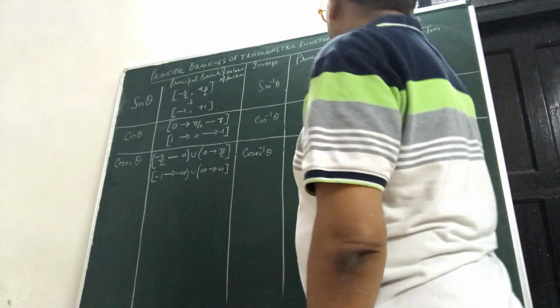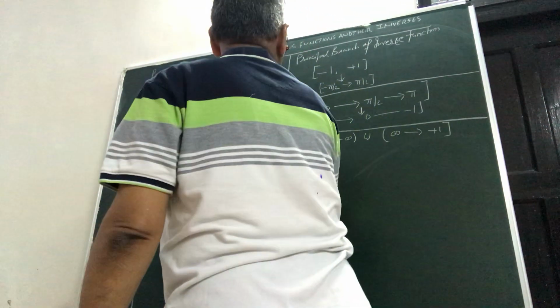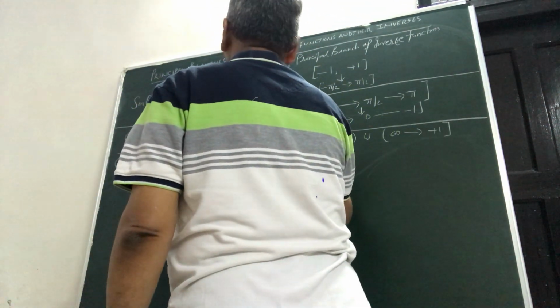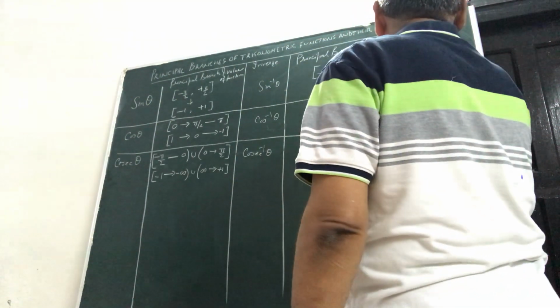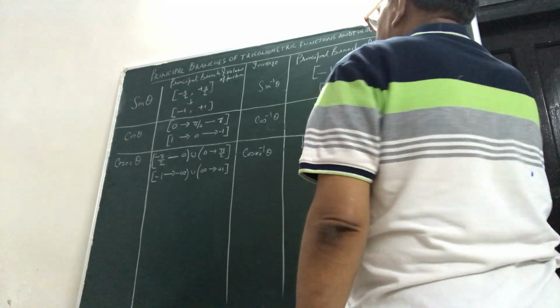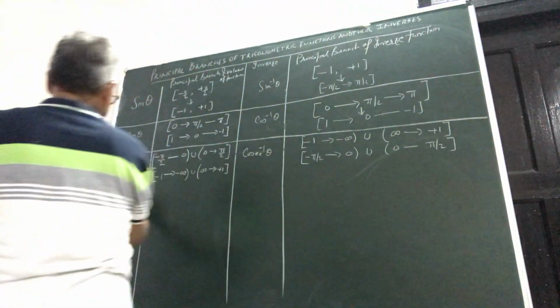And what are the possible values? At minus 1, it will be minus pi by 2. And then it will go to 0. So it will be closed this way, open this way, union 0 to pi by 2. Please see. So this is cosec inverse theta.